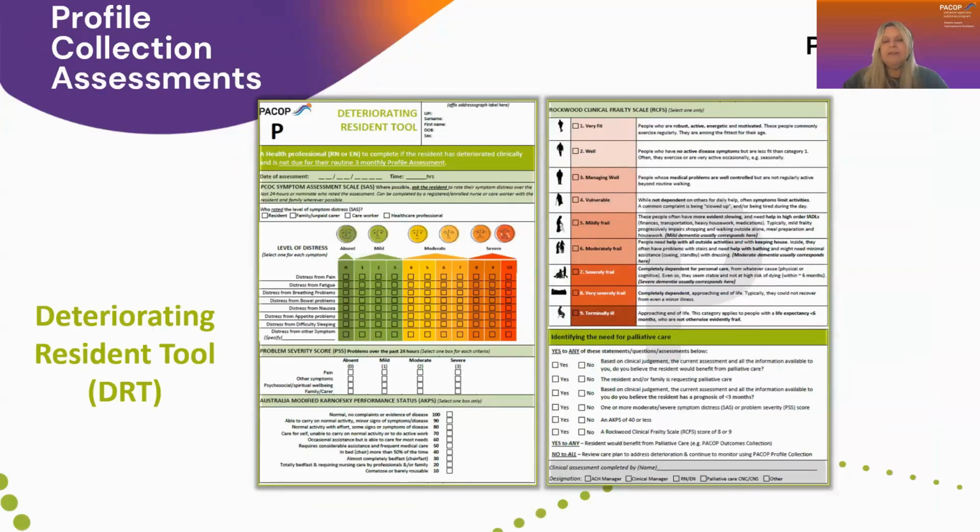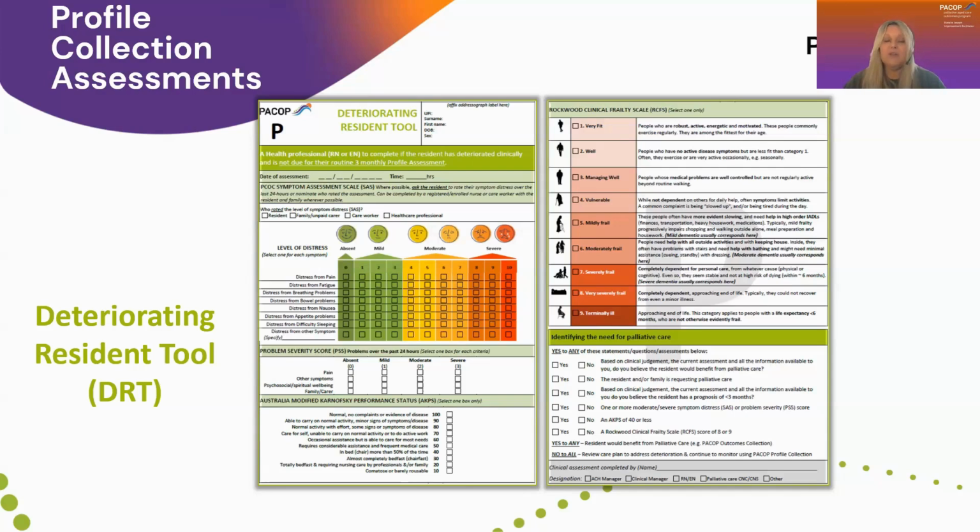So this is what the deteriorating resident tool looks like. If it's in your software system, obviously it will look however it looks on your software system, but it should be set out the same. You'll see that we're only looking at 4 of the assessment tools. We've got the SAS, the smiley face tool, which is a symptom assessment score according to the resident. Hugely important tool because this is where we find out what is upsetting or of concern to the resident, which we can't possibly know unless we ask them, unless we have a conversation with them.